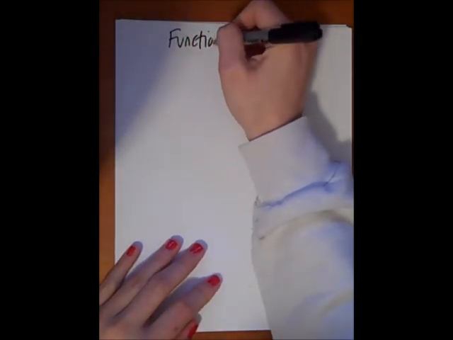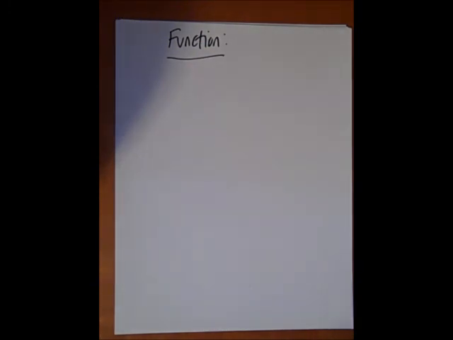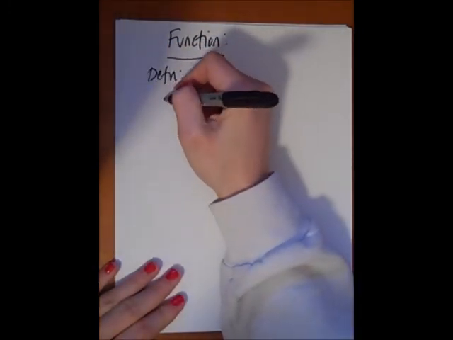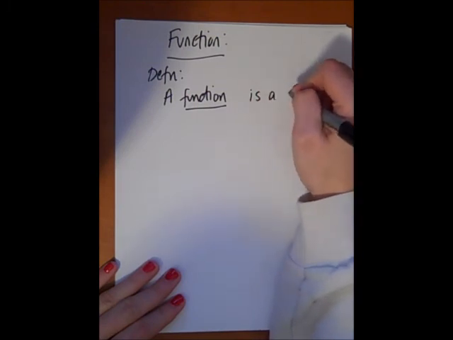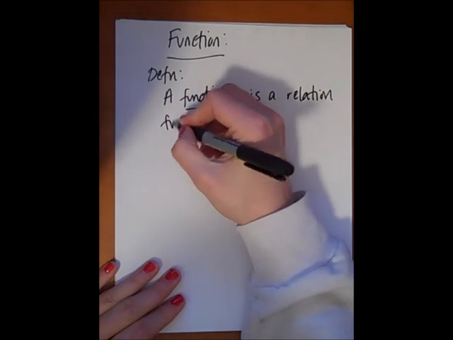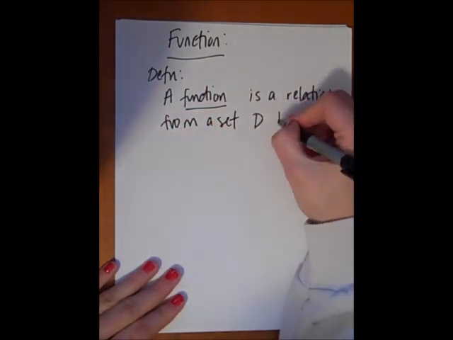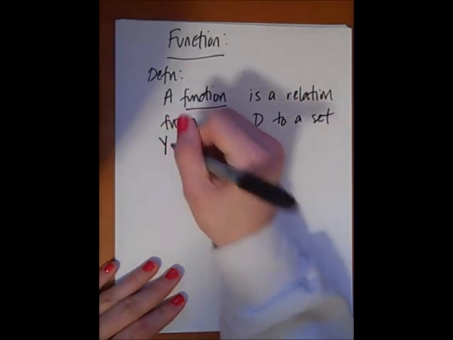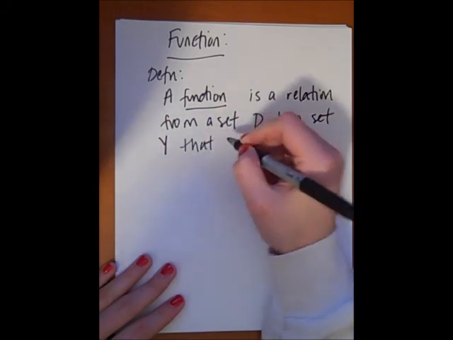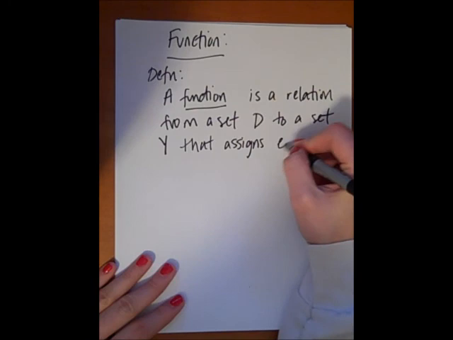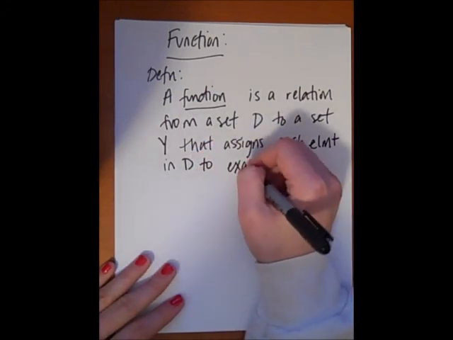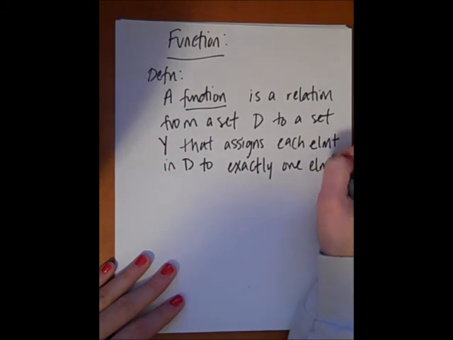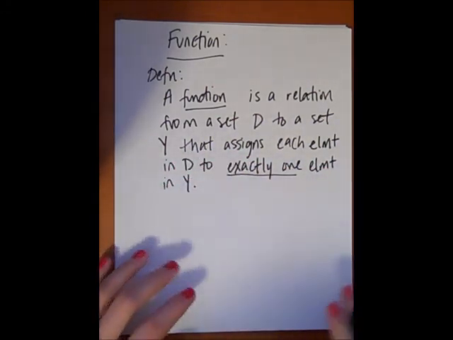The next topic that we're going to talk about are functions. So when talking about a function, it's probably good to start with the definition. So first thing, we need the definition. A function is a relation from a set, which we're going to call D, to a set, which we're going to call Y, that assigns each element in D to exactly one element in Y. So I'm going to underline this exactly one because that's the most important part.